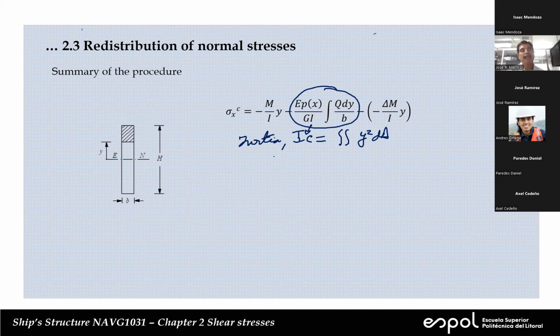Mr. Chin Chin, what's the next step to calculate this? Calculate the first moment of area.